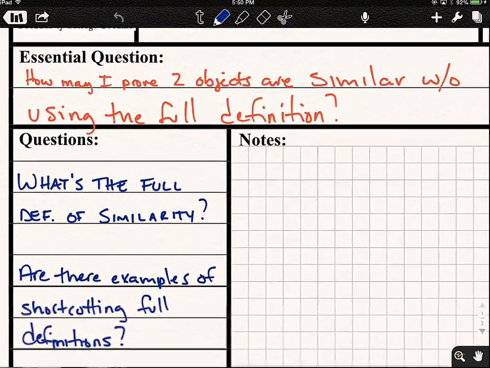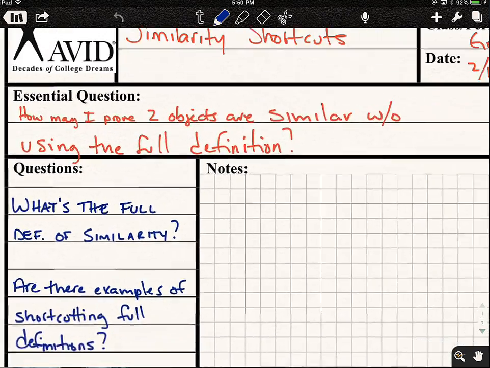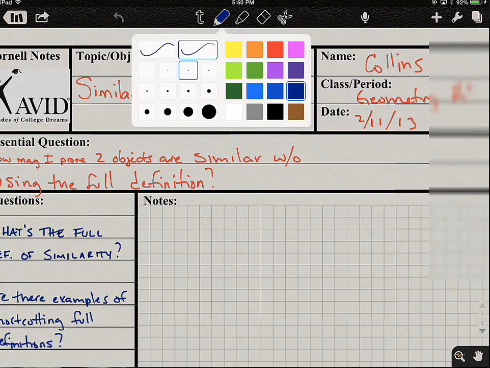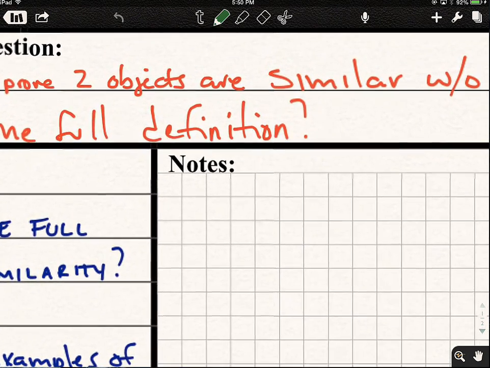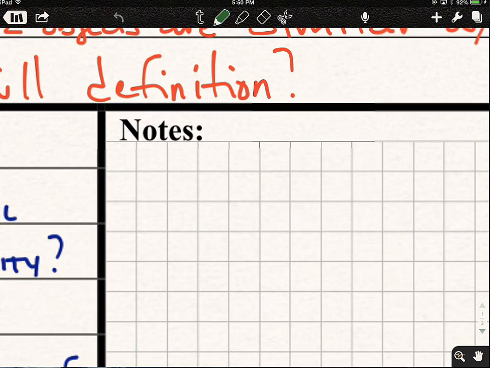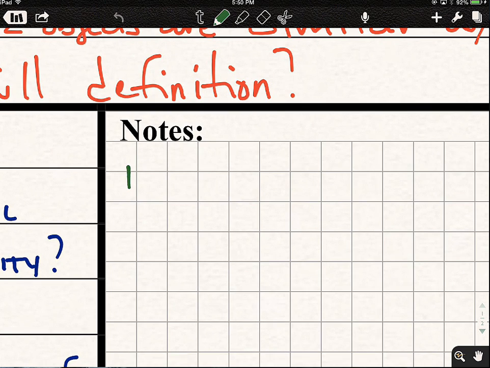So maybe the best place to start is to talk about what the definition of similarity is. I know it's tedious to repeat myself a lot, but that's sometimes the way it goes. The definition of similarity is explicitly that two objects are similar if and only if their corresponding sides are in the same ratio and all the corresponding angles are congruent. So let me record that.